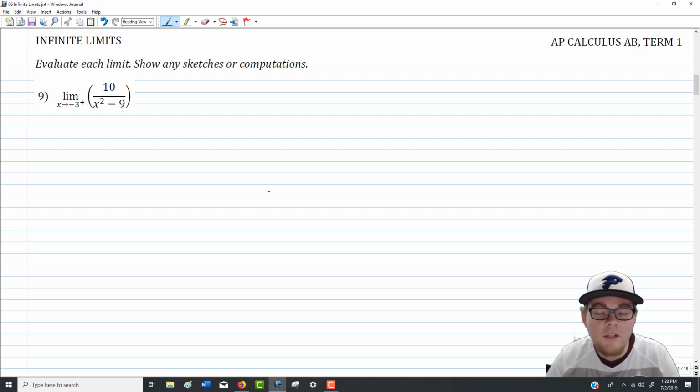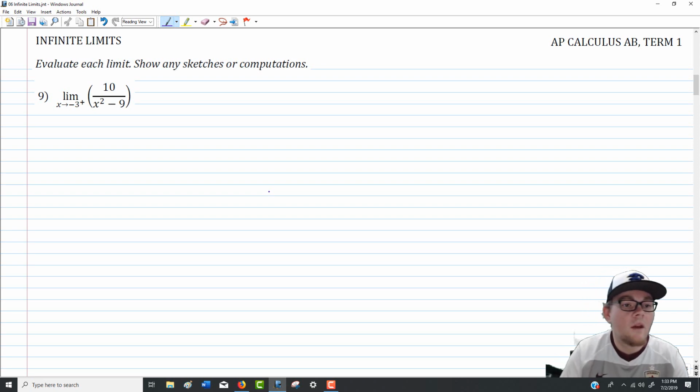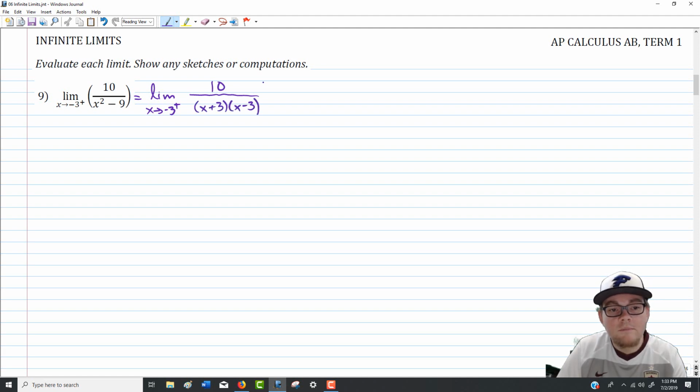So really the focal point on question number 9, in which we are instructed to evaluate the limit and show any sketches or computation, is for us to meet the challenge of actually sketching this function, 10 over x squared minus 9. So to start with, before we jump in, I just want to rewrite this in factored form so it's really clear what I'm going to be trying to graph. We'll have 10 over x plus 3, x minus 3. So we need to graph this function. I'm going to do a sketch right down here.